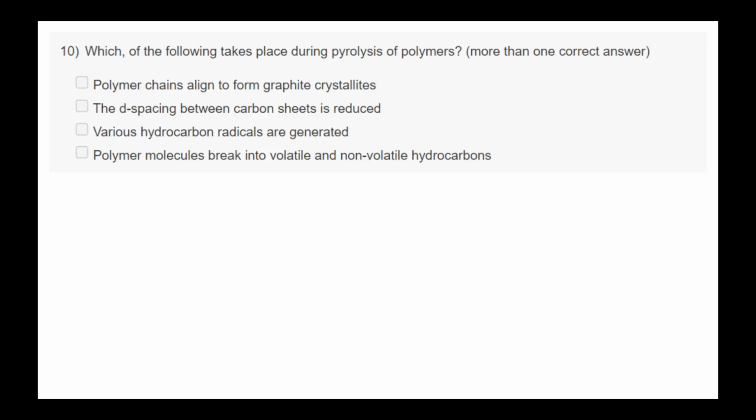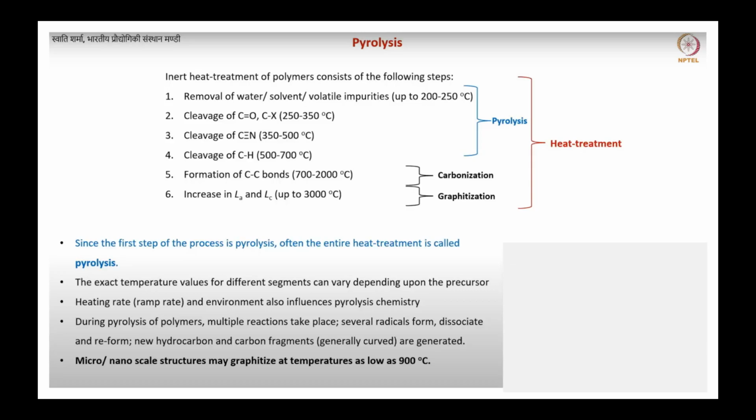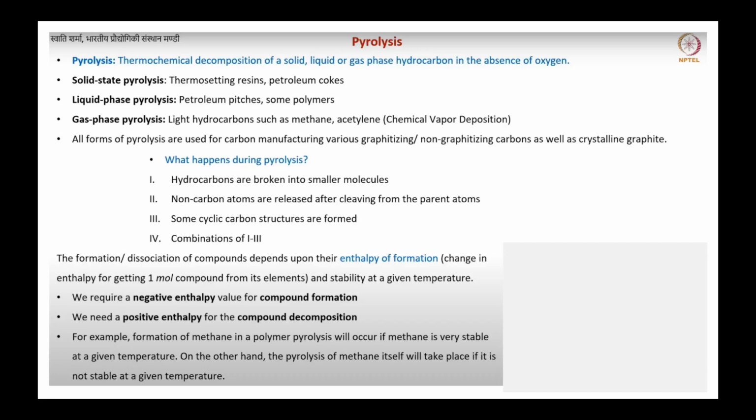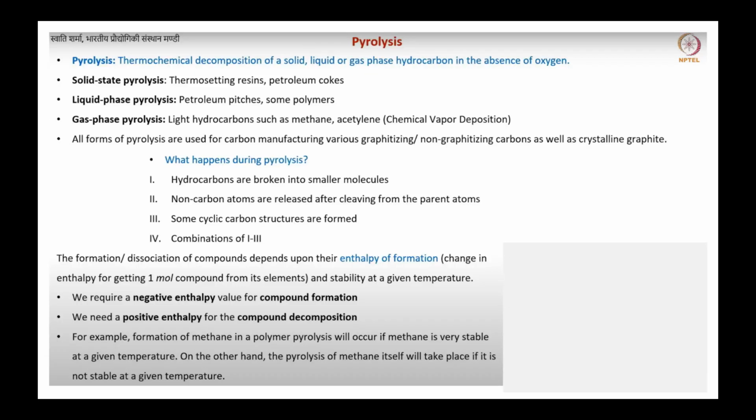So that's why various hydrocarbon radicals are generated, as well as the polymer molecules breaking into volatile and non-volatile hydrocarbons. Here all polymers undergo pyrolysis between 300 to 600. So that's why pyrolysis is called from 200 to 700. All hydrocarbons yield some fraction of carbon on heat treatment. I have already discussed this, so that's why it's always true: from a hydrocarbon we will find some fraction of carbon.